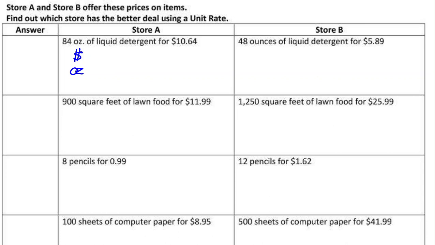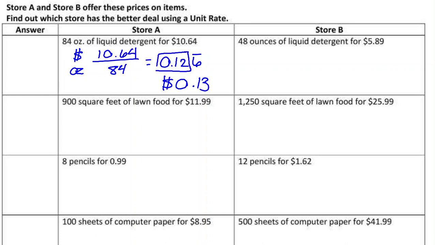And so I'm going to take the $10.64 divided by 84 ounces. And I get this answer, which is not money, but I can round it. It's going to round to 13 cents. Think of who's that knocking at my back door, 5 or more, raise the score. There's a 6, so it's going to round this to 13.